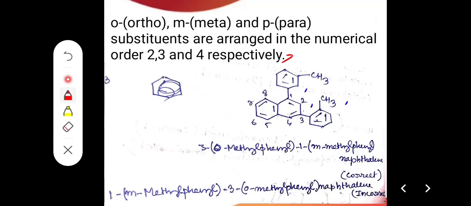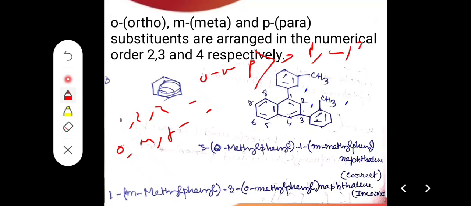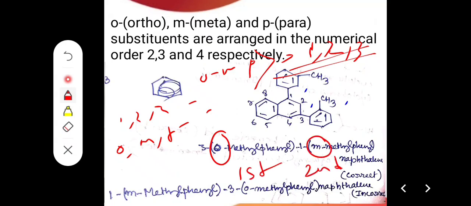So what we learned is that if a numbering system 1, 2, 3, 4 is given along with ortho, meta, para, then ortho, meta, para have preference over the 1, 2, 3, 4 numbering system. So you have to consider ortho first and then meta second. If para is present, para will be third. Though the numbering system is not justified in that case, ortho, meta, para is predominant.